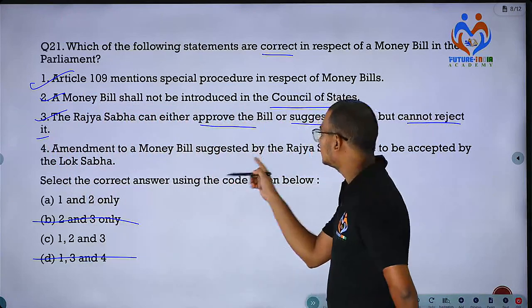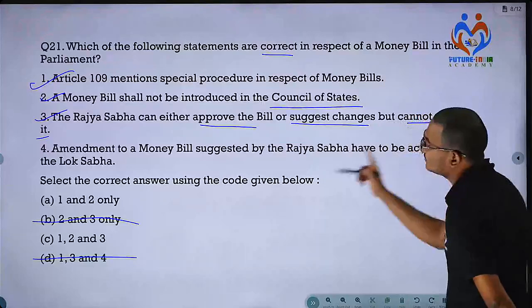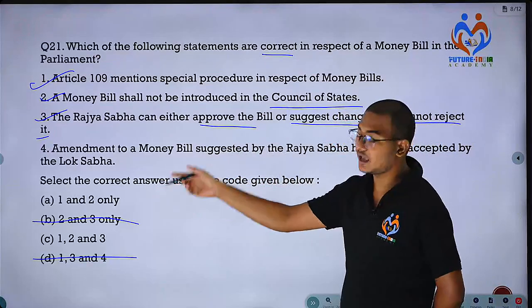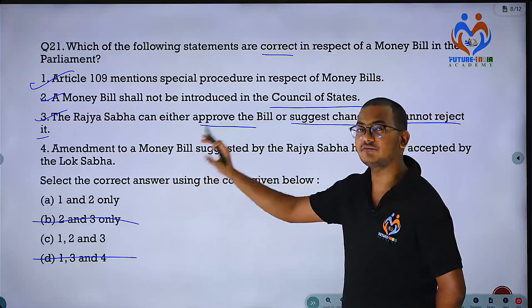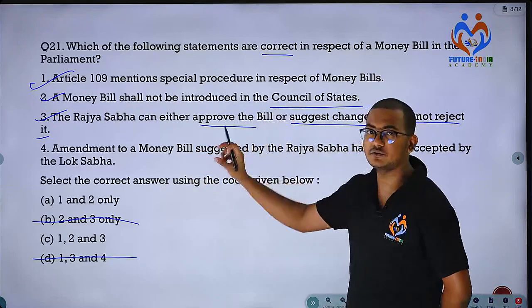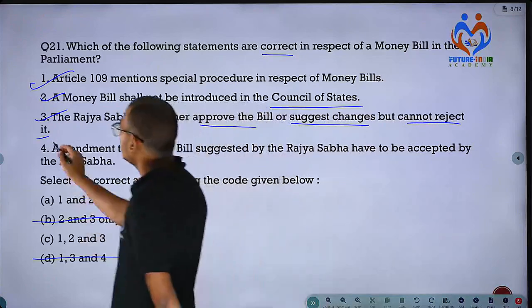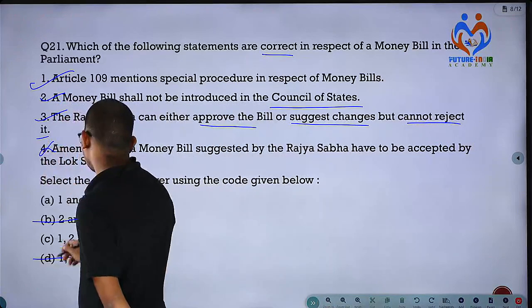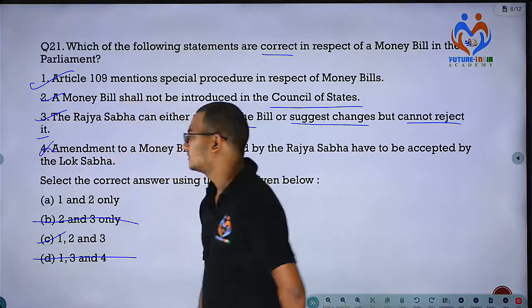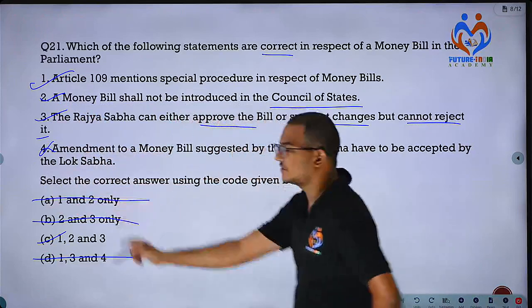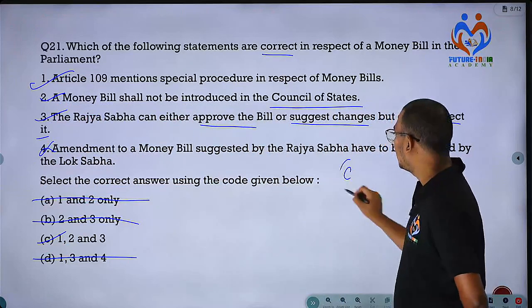Amendment to the money bill suggested by the Rajya Sabha have to be accepted. Here, the fourth statement is saying that has to be accepted, which means they have to accept the changes, which means it is binding on the Lok Sabha. No, it is not binding on the Lok Sabha. So your answer is 1, 2, 3. So your answer is option C. See, when I got the third statement, obviously this option will be eliminated and your answer will be option C.